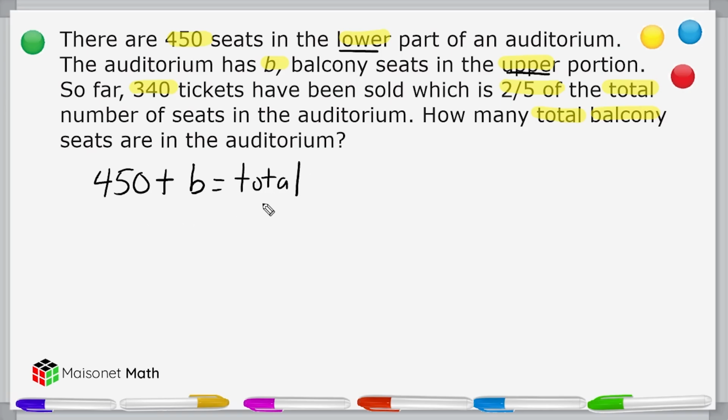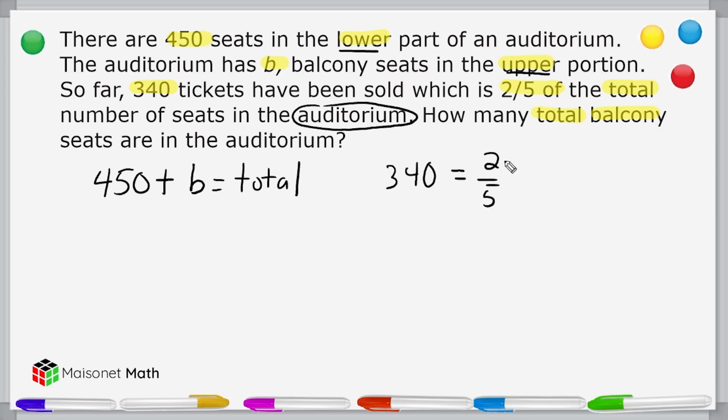Now, it goes on to say that 340 tickets have been sold. And this amount of tickets here, 340, is equal to 2/5 of the total number of seats in the entire auditorium. And we already wrote an equation that represents the total number of seats in the entire auditorium, which is 450 plus b. So the 340 tickets that have been sold is equal to 2/5 of this total.